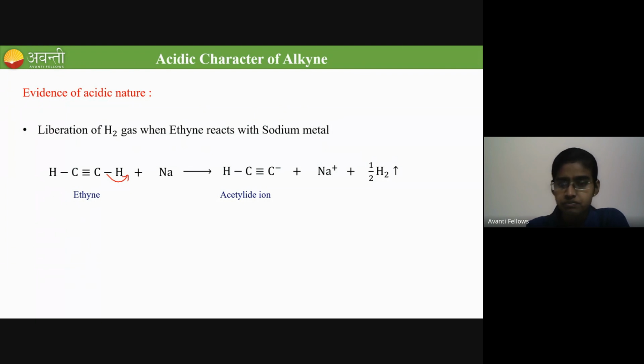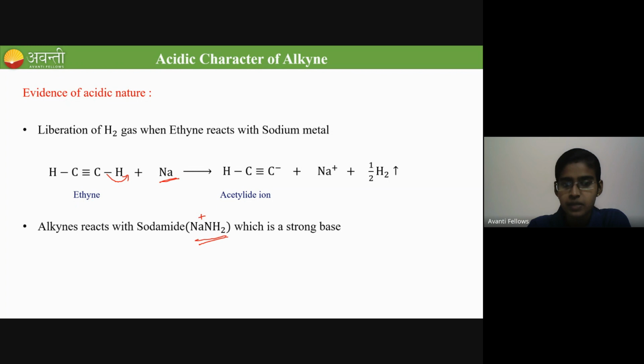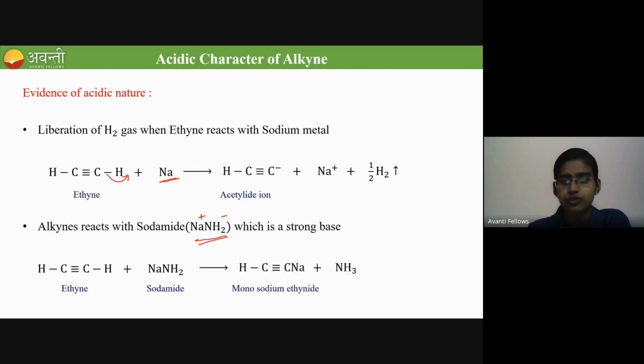This indicates that. Alkynes also react with sodamide. Like sodium is a reducing agent, sodamide is a strong base, containing Na+ and NH2-. Sodamide reacts with ethyne to form the monosodium ethinide with the evolution of ammonia gas. The NH2- will attack the hydrogen, and the electrons will move towards the carbon. The alkyne carbon attracts the shared pair of electrons between the carbon and hydrogen bond towards itself, gaining the negative charge, and the sodium forms the bond. So these two reactions show that alkynes are acidic in nature.